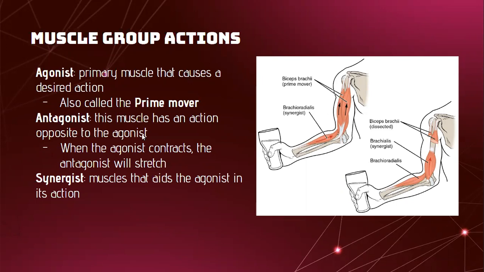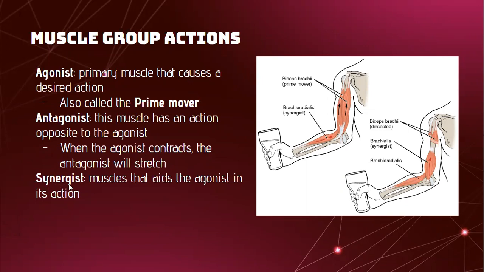Then we have your antagonist, which is a muscle that has an action opposite the agonist. As we discussed with the resistance, it opposes movement. So when the agonist contracts, when it gets smaller, when it shortens, the antagonist will stretch. As one contracts, the other will do the opposite and stretch.